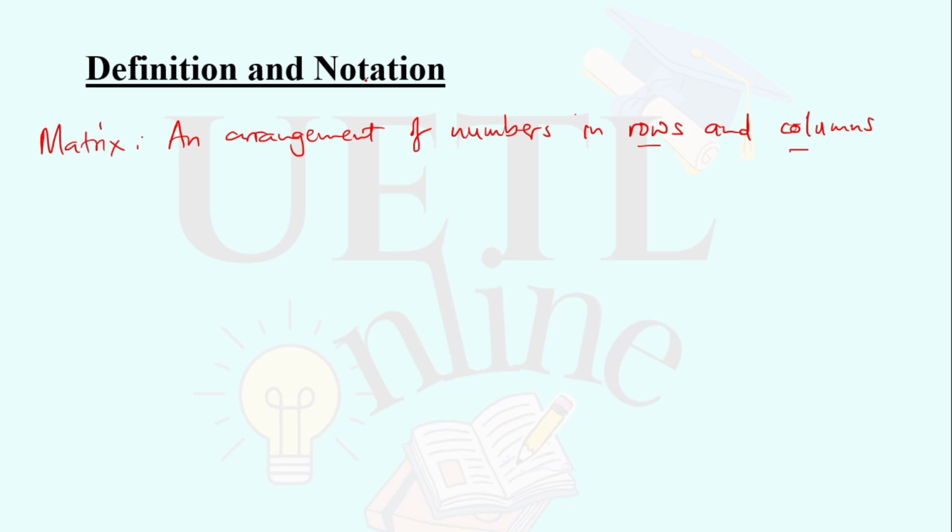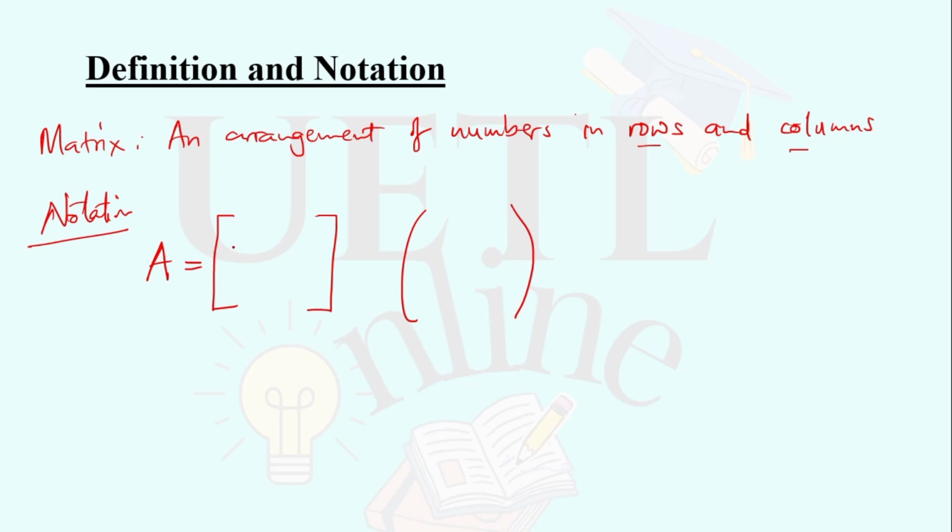Now let's talk about the notation of a matrix. The first thing to remember is that a matrix is represented by a capital letter. Let's say I want to represent a matrix as matrix A. You can also represent it as matrix X, matrix Z, matrix P, and so on. It is represented using square brackets, or you can use curly brackets, and the numbers are arranged in rows and columns. Let's say we have an example matrix A in square brackets: A, B, C, D, E, F, G, H, I. This is our matrix.